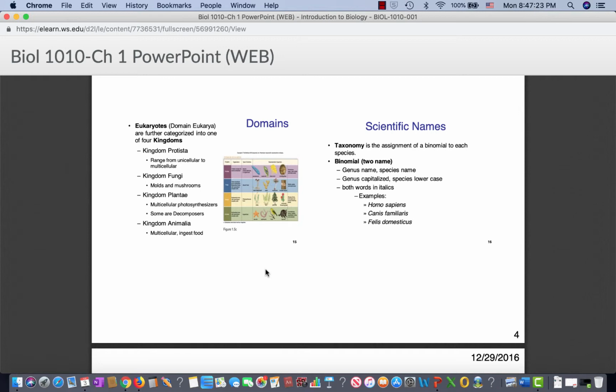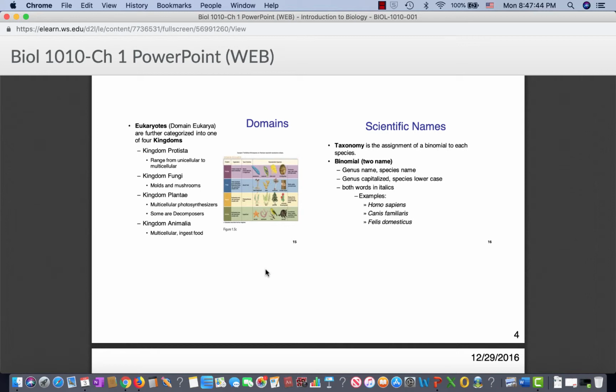Fungi, molds and mushrooms. Plantae, multicellular photosynthesizers. Some are decomposers, but photosynthesis is generally their shtick. And then Animalia, multicellular organisms that ingest food.